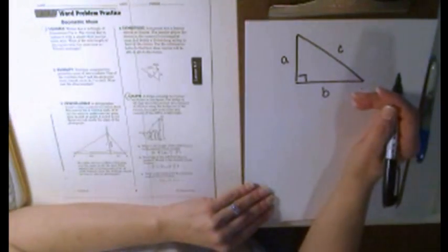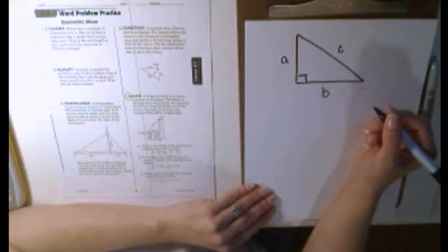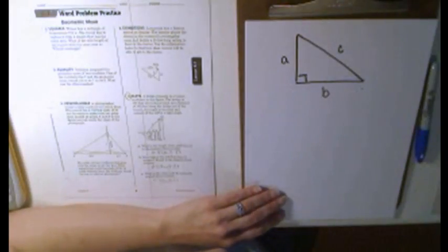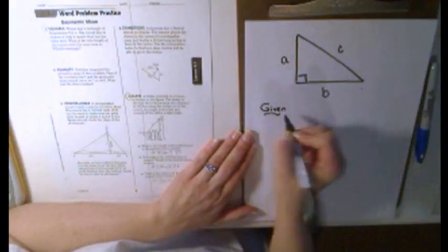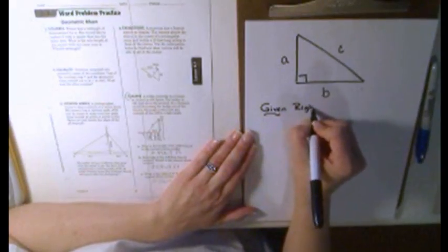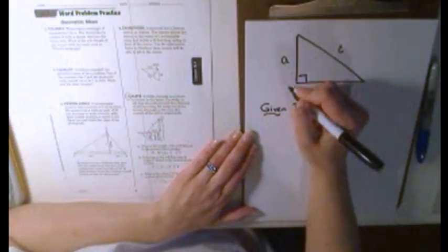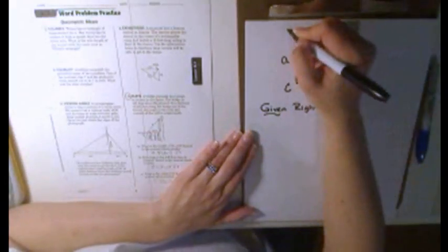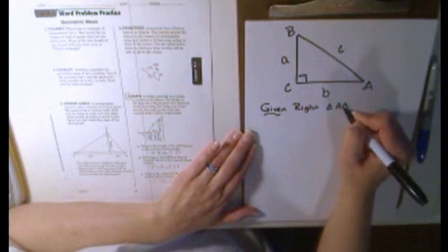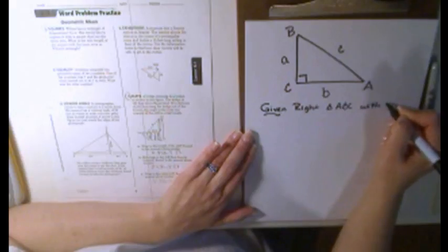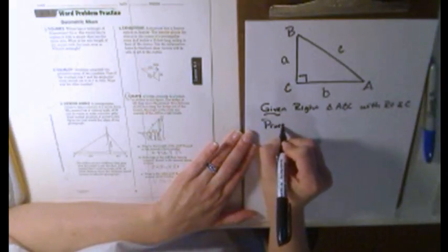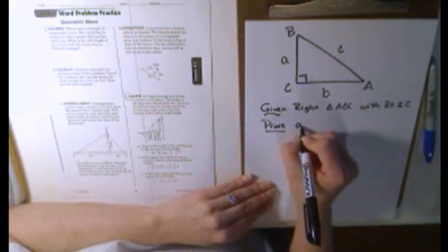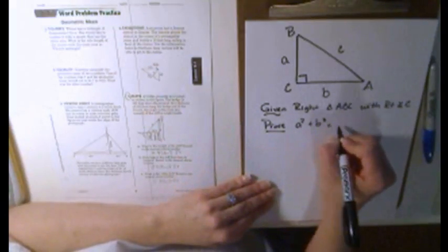Right, in this video, we're going to prove the Pythagorean theorem using our whole geometric mean construct. And so given a right triangle, we'll call it ABC, with right angle C, prove A squared plus B squared equals C squared.